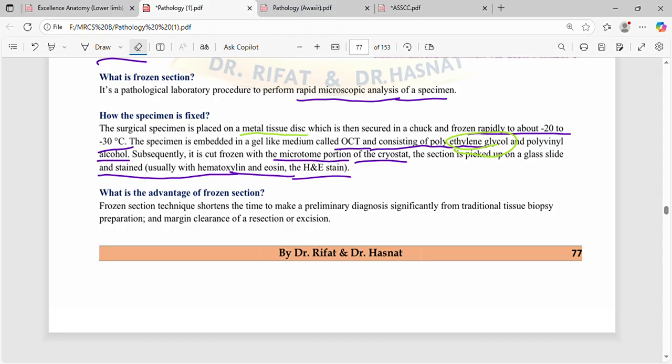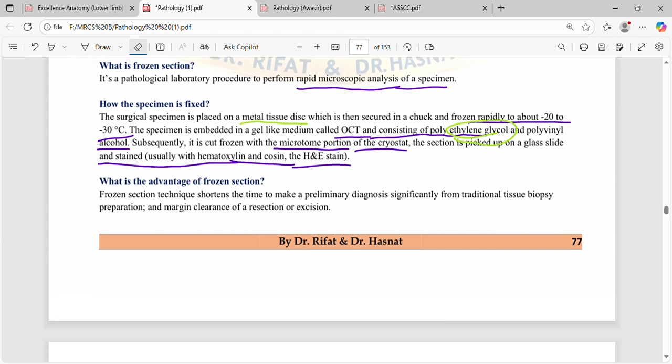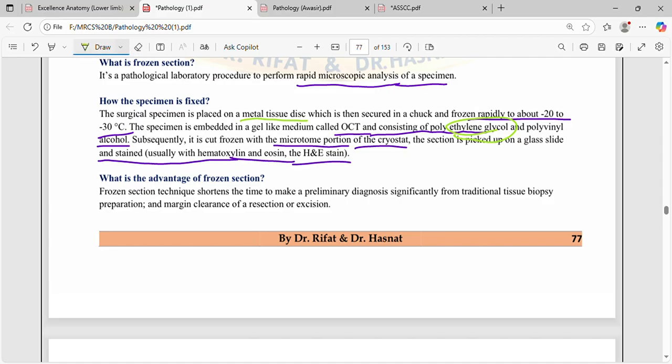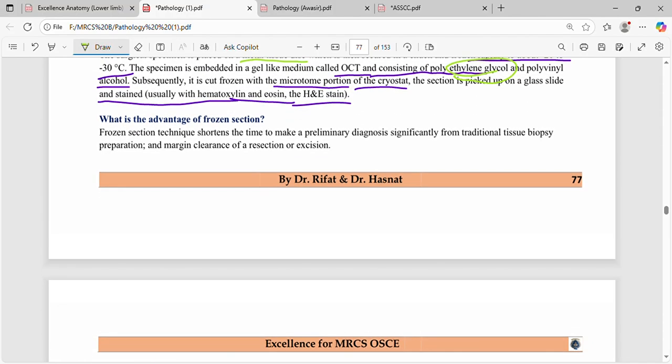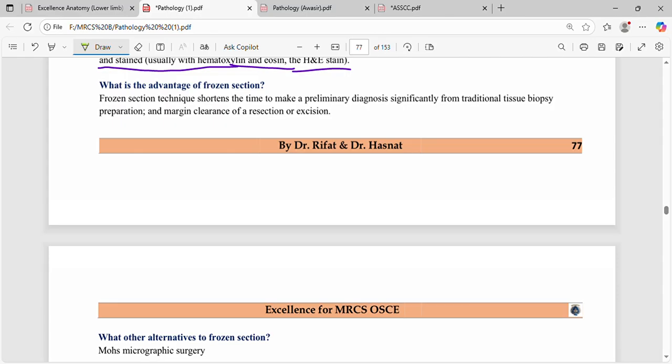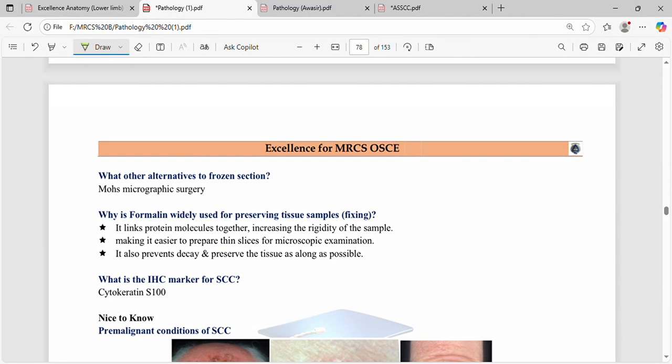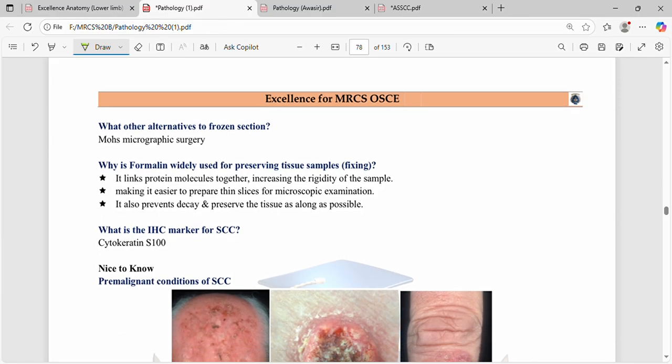What is the advantage of frozen section? The frozen section technique significantly shortens the time to make a preliminary diagnosis compared with traditional tissue biopsy preparation, and it checks margin clearance of a resection or excision. So this is very easy. Frozen section has great advantages because it tells you everything intraoperatively and confirms that your margins are clear. What is the alternative to frozen section? Mohs micrographic surgery, which is a modified form of frozen section.